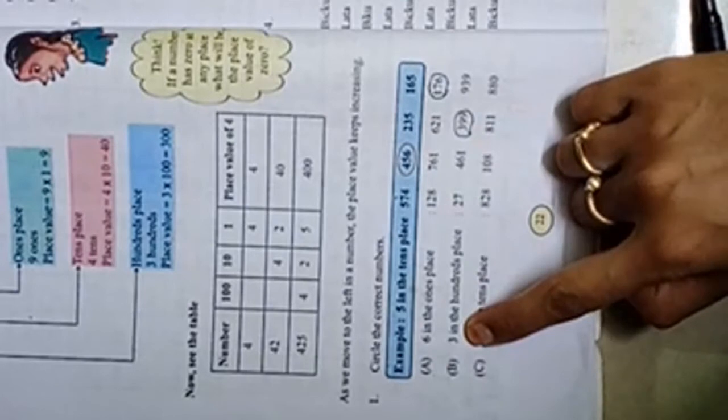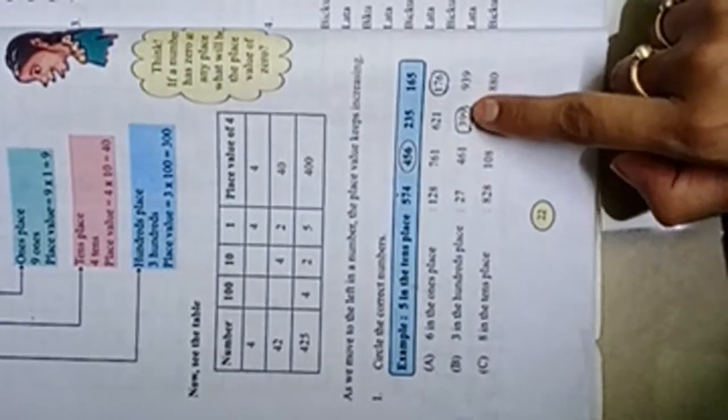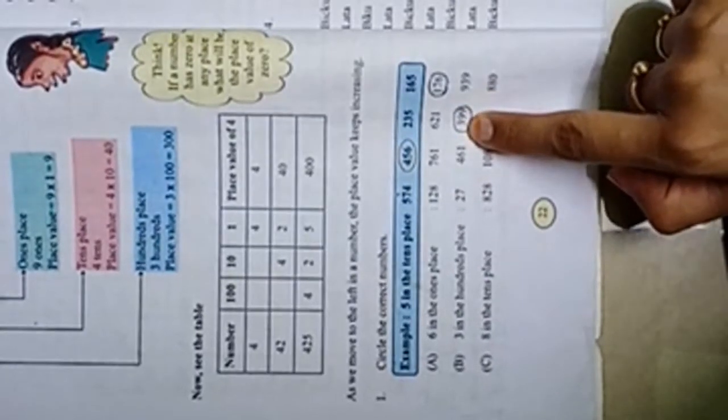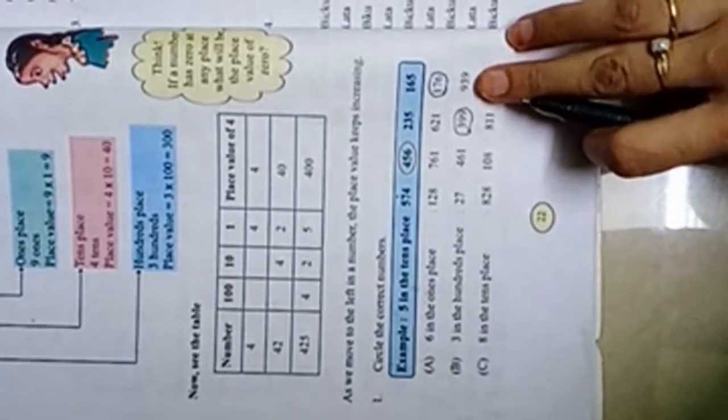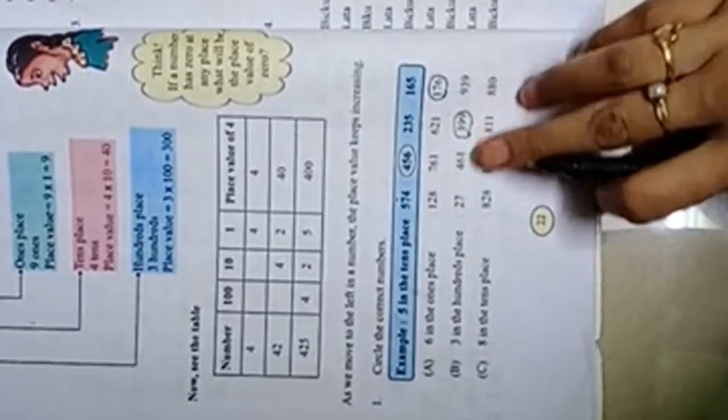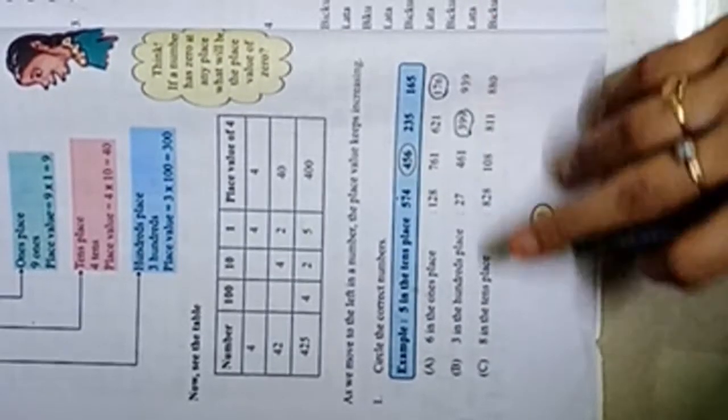But it should have 3 in the 100th place. So here 4 is there in 100th place. 399, ones, tens, hundreds. Yes, this is the right answer. So circle that number. So last one also observe, 9. 9 is there in hundreds place. So we don't want this number also. This is the right answer, 399.